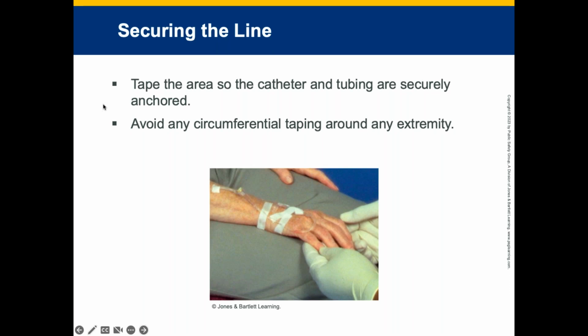As far as securing the line, tape the area so that the catheter and tubing are secured and anchored in case of a sudden pull in the line. So we have Tegaderms that go over this as well, then we tape over the line itself. Double check the tubing to create a loop that will act as a shock absorber if the line gets pulled accidentally. Avoid any circumferential taping around the extremity, right, because that can also cause a restriction. And then on your skill drill 13.2 in your books, you'll be able to see the skill drills for that.